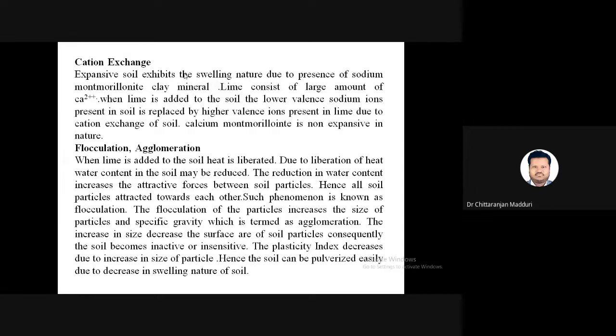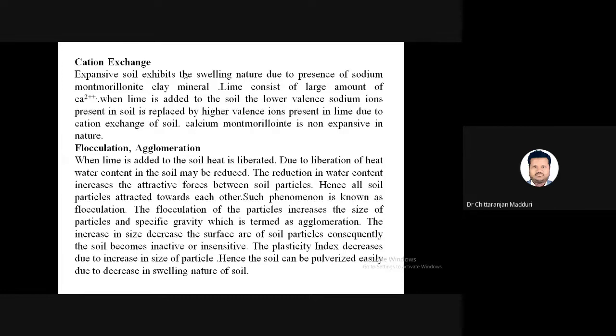Due to flocculation of the particles, the particles attach to each other and grow in size. As the size of the particles increases, the specific gravity of the soil mass also increases. The process in which the soil particles grow in size is known as agglomeration. The increase in size decreases the surface area of the soil particles. Consequently, the soil becomes inactive or insensitive.